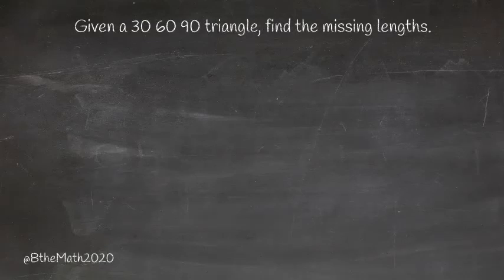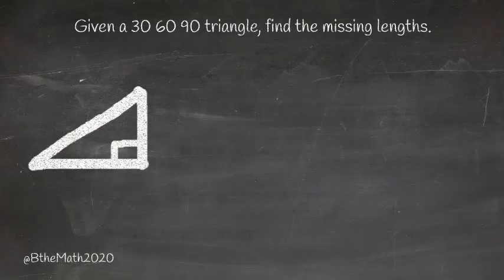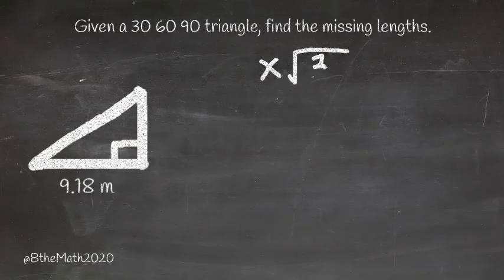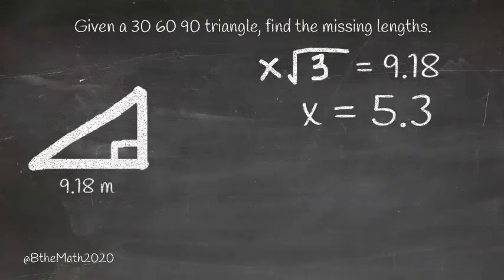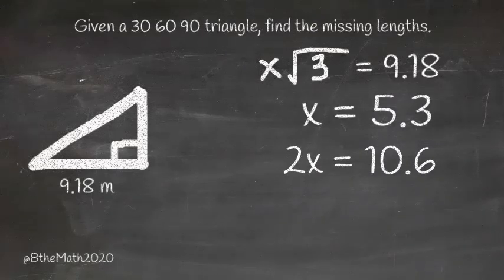Given a 30, 60, 90 triangle with the longest leg length of 9.18 meters, you have to divide by the square root of 3 to get your x, which is approximately 5.3. Multiplying that by 2, you get a hypotenuse of 10.6.